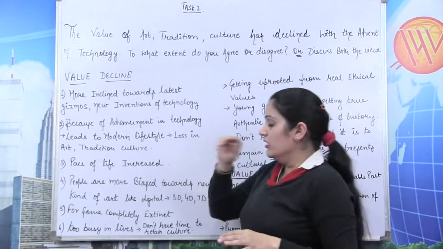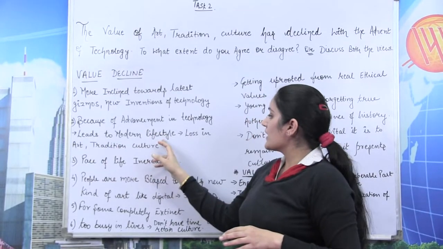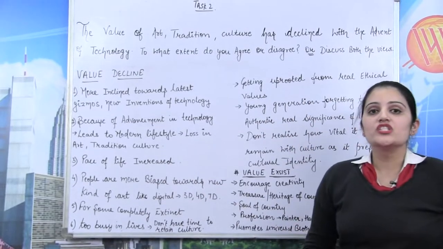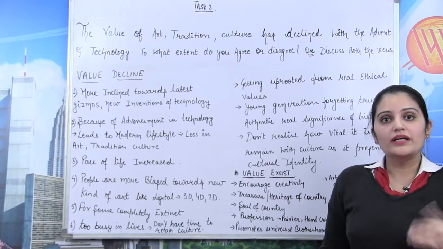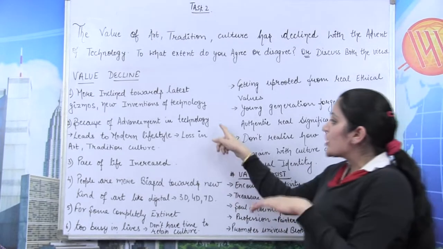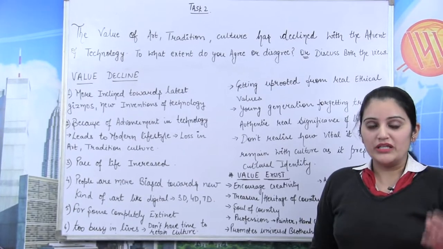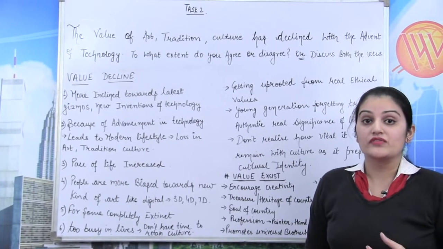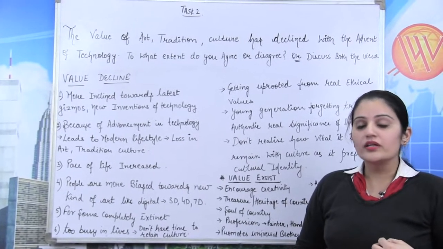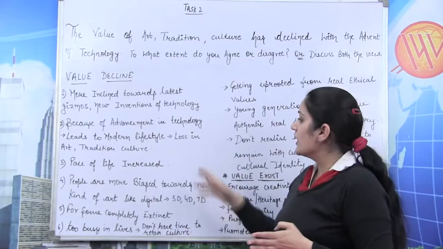The second point is that advancement in technology leads to a modern lifestyle, which is again a loss for art, tradition and culture. Because of advancement in technology, daily we are getting updates with new inventions and new innovations, and because of that we are leading a modern lifestyle. We all are aware that people in the 21st century lead modern lifestyles because of technology, like the invention of computers and the internet. Due to that we are inclined and biased towards it, and this is a loss for art, tradition and culture.